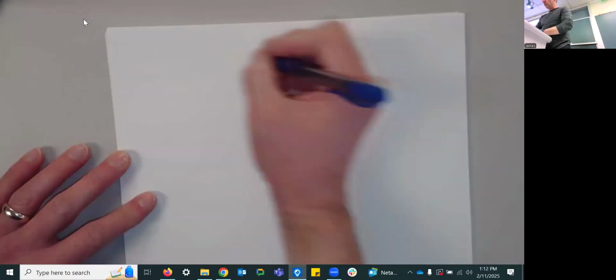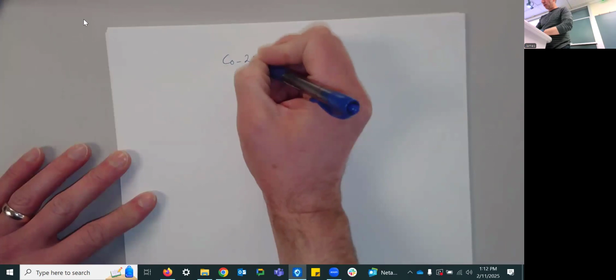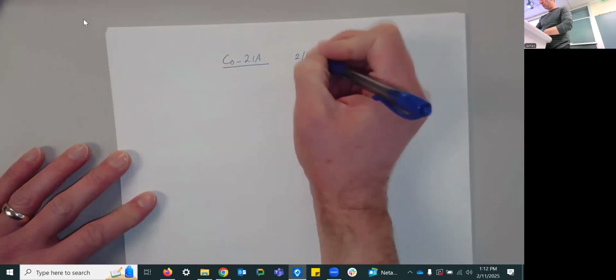Well, let's say we're given the following setup. Let me make sure you can see my notes decent here. 21A, today is the 11th of February.